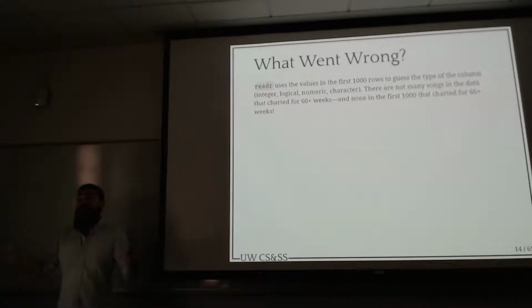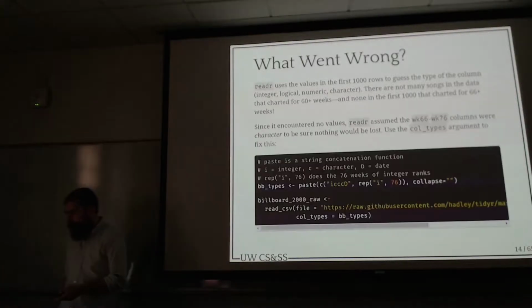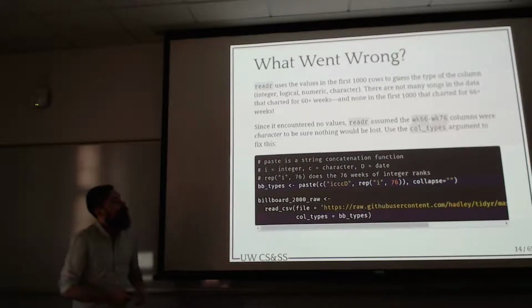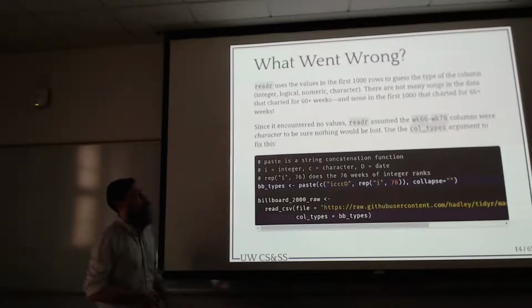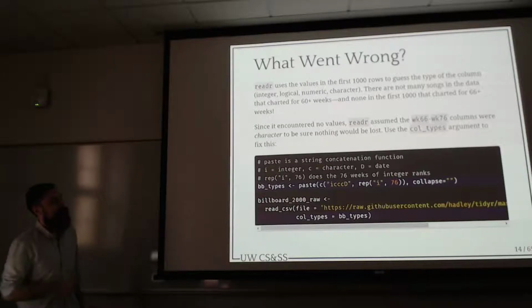Because remember, any type of data can be stored as character. You can put anything in there. Integer would be very limiting. It doesn't make any assumption that it's going to be integer data. It just says, well, if I don't know what it is, I'm going to make it character. You can fix it later if you want. Okay. So basically, it assumed week 66 through 76 were character, to make sure nothing gets lost.